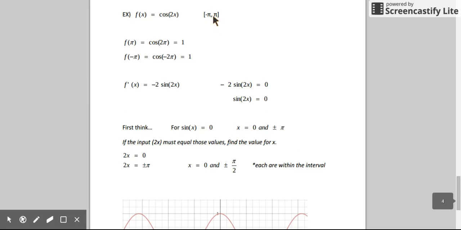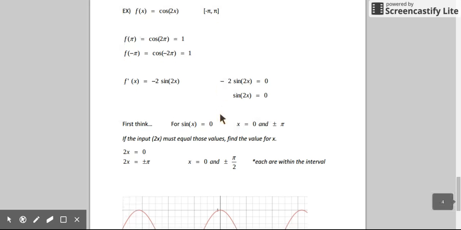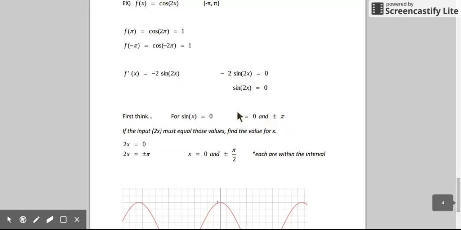But we have to check our domain. We're only talking about values in between negative pi and pi. So I know that the sine function will equal 0 if I have inputs on that domain at 0 or positive and negative pi. We don't care about 2 pi or even negative 2 pi. But that would be sine of x. Since we want sine of 2x, I know that my input 2x has to be 0 or positive and negative pi, so that when I evaluate it, I get 0.